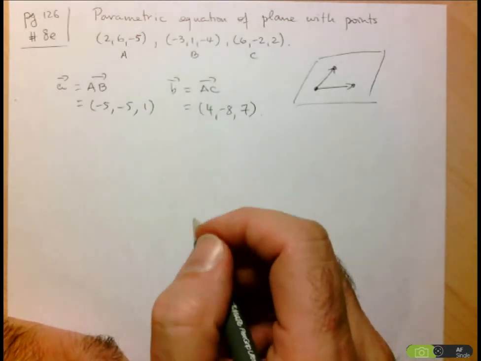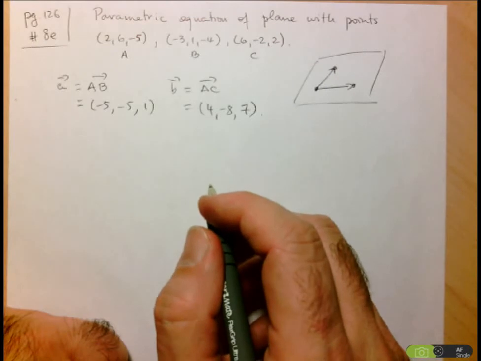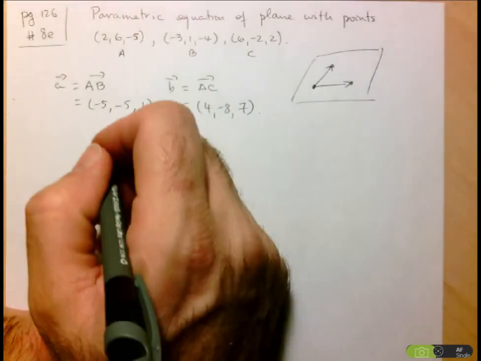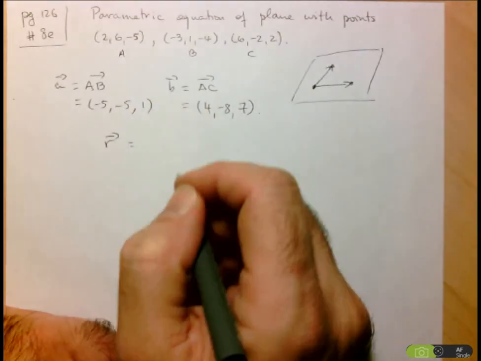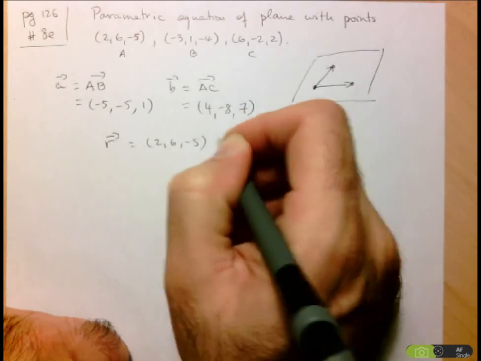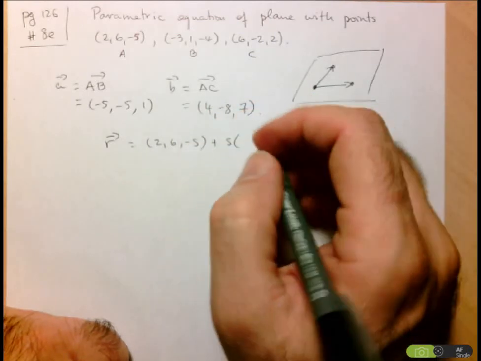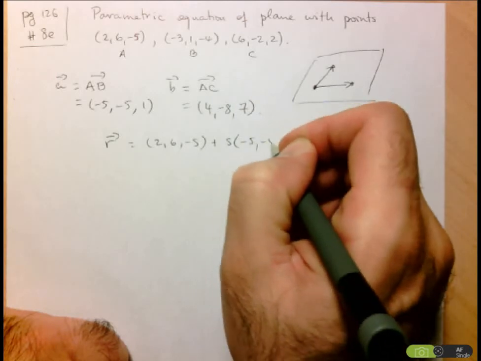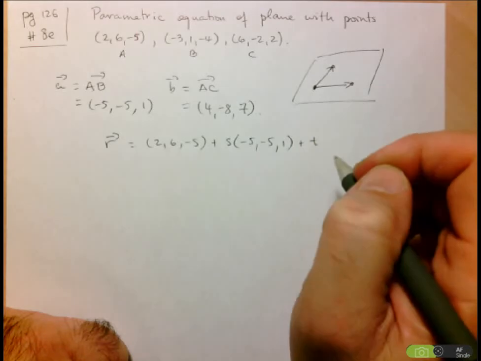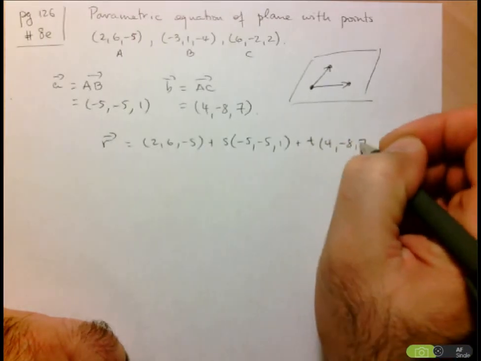Once we have our 2 direction vectors, we can now just write the equation of the plane. In fact I'll write it in both vector and parametric form. If it was in vector form, we take one of our points. Let's say here I take 2, 6, -5, and I add s times my first vector, s being one of my parameters, -5, -5, 1, plus a second parameter, which I'll call t, times 4, -8, 7.